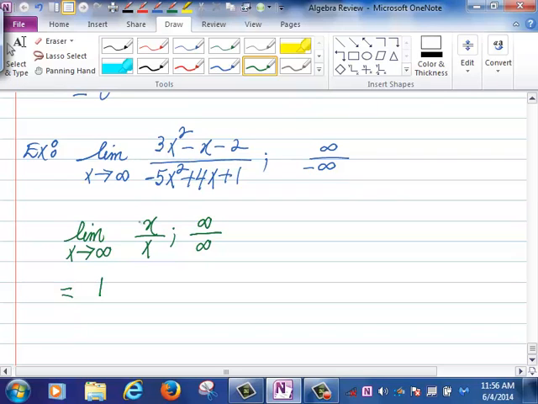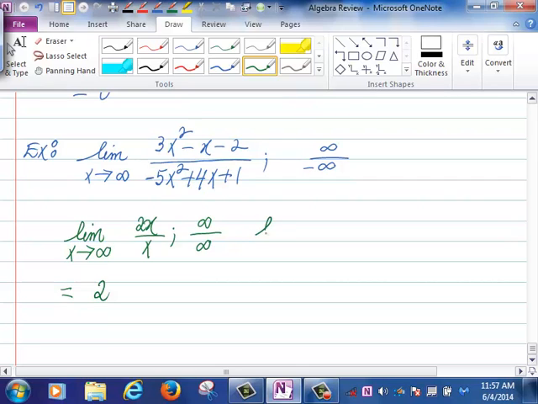However, let's say I put a 2 here now. What's the limit now? The limit of the numerator is still infinity. The limit of the denominator is still infinity. However, the limit is not 1, because x cancels out. 2x over x is in fact 2 in disguise. So this limit is just 2. It's not 1.